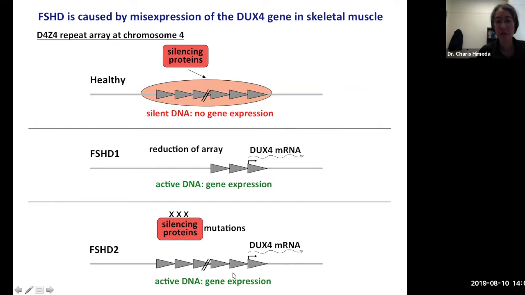FSHD2 patients have normal-sized arrays, but there are mutations in these silencing proteins, and the end result is the same. The DNA loses its repression, becomes active, and DUX4 is expressed.